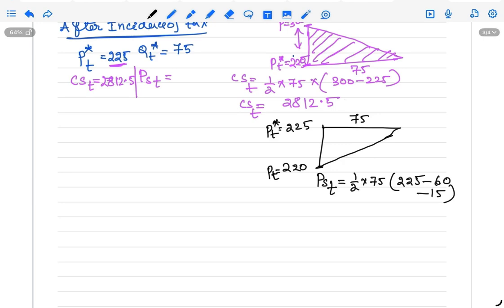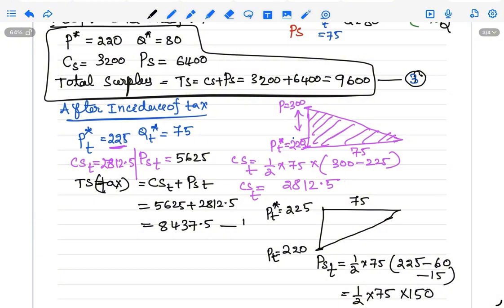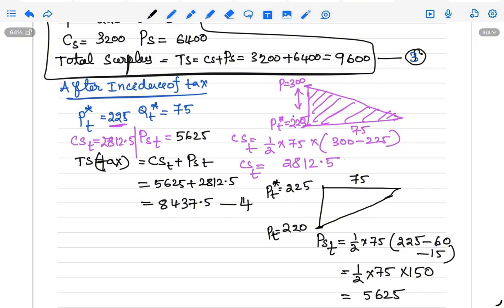So half times 75 after incidence of the tax gives 5625. This value is 5625. So the total surplus after incidence of tax equals CST plus PST, that is 8437.5. This is equation number 4.